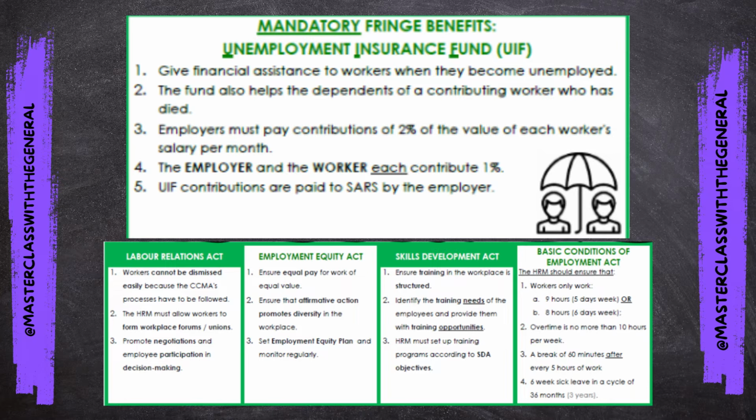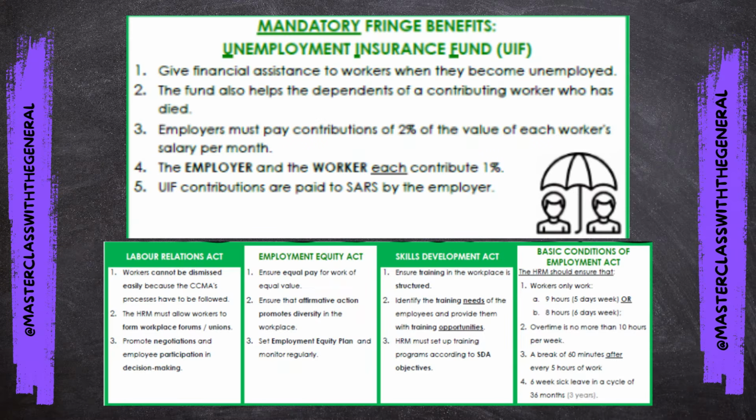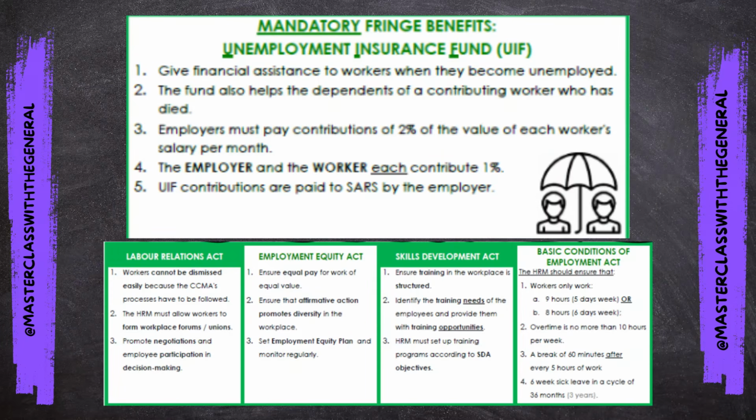Number one, ensure training in the workplace is structured. So it must not be done willy-nilly. It must be structured such that when people are done, they will receive qualifications, occupational qualifications that are recognized. Number two, identify the training needs of the employees and provide them with training opportunities. That is part of that act. It is predetermined that employers are supposed to check the needs first and provide the training to meet those needs.